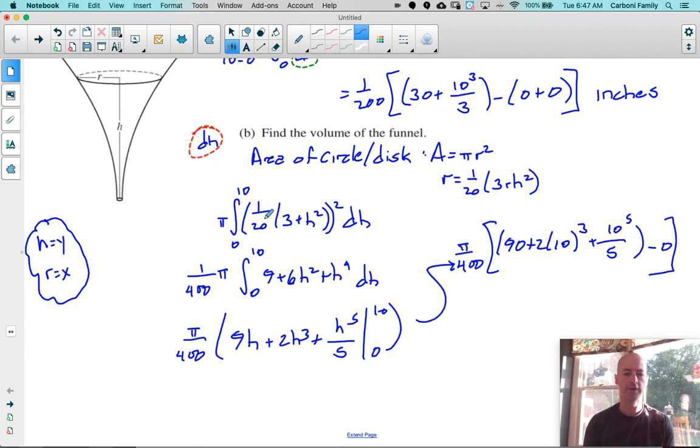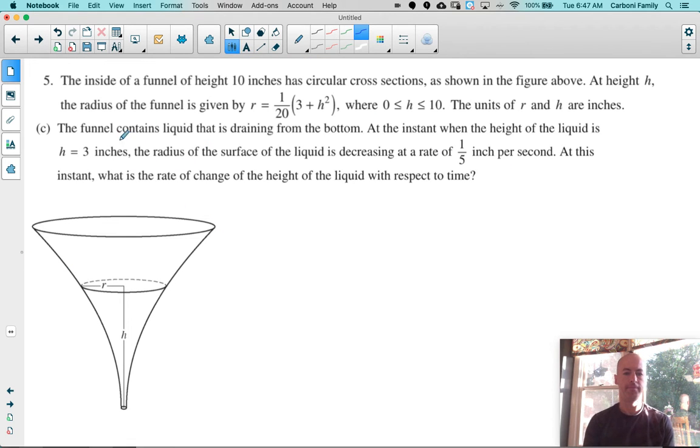Okay, so there is part B, and there is only a part C remaining. Okay, so the funnel contains liquid that is draining from the bottom. At the instant when the height is 3 inches, the radius of the surface is decreasing at 1/5 inch per second. What is the rate of change in the height with respect to time? This is a related rates problem. So now they squeezed in related rates.